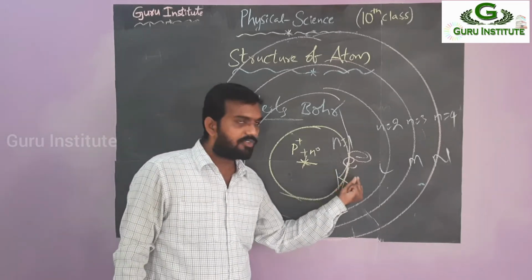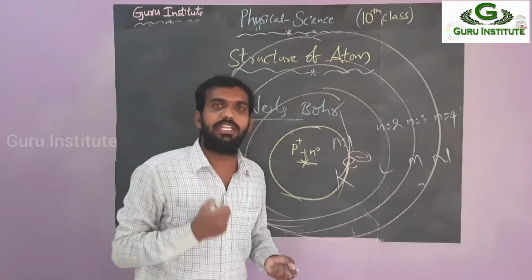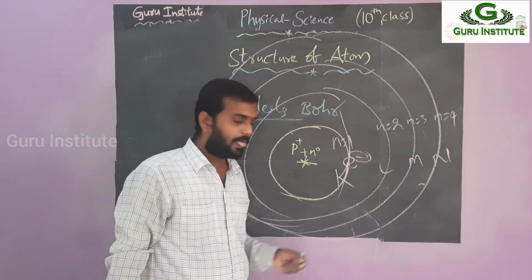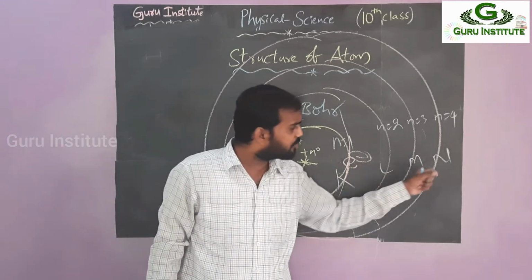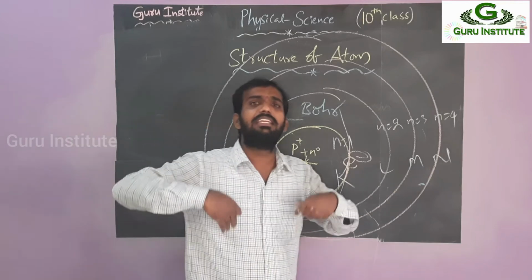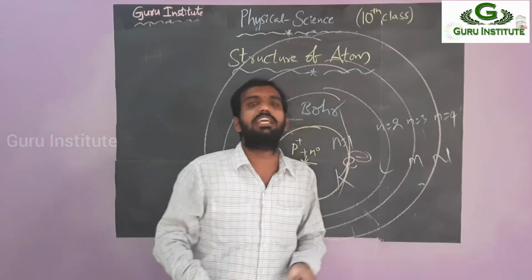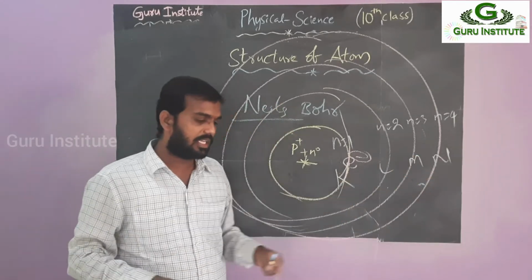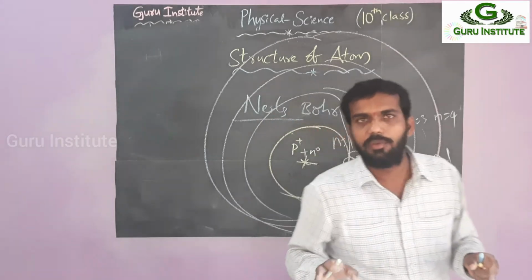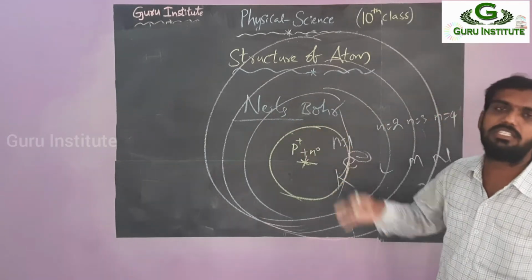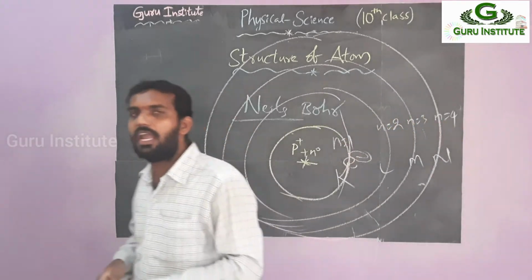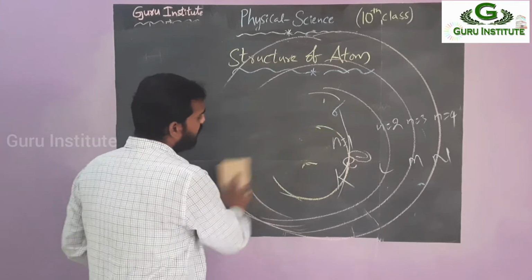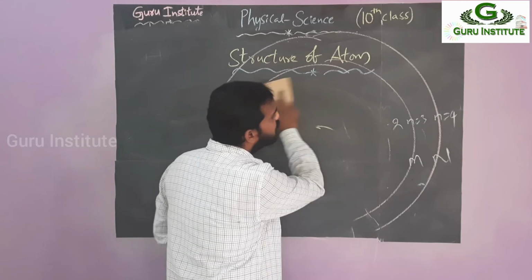Sometimes an electron jumps from lower energy to higher energy. Then it absorbs energy and revolves in that respective orbit. Sometimes an electron jumps from higher energy to lower energy. Then it loses energy, that means it emits energy to the outside. But whenever they go from higher to lower or lower to higher, they can't be stable in that orbit for long. Then they regain their same orbit by losing or gaining energy. This is the model given by Bohr, successfully explained for the hydrogen atom.